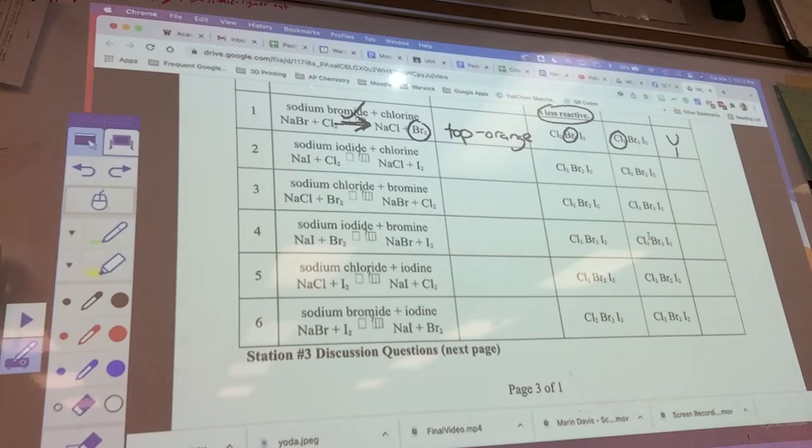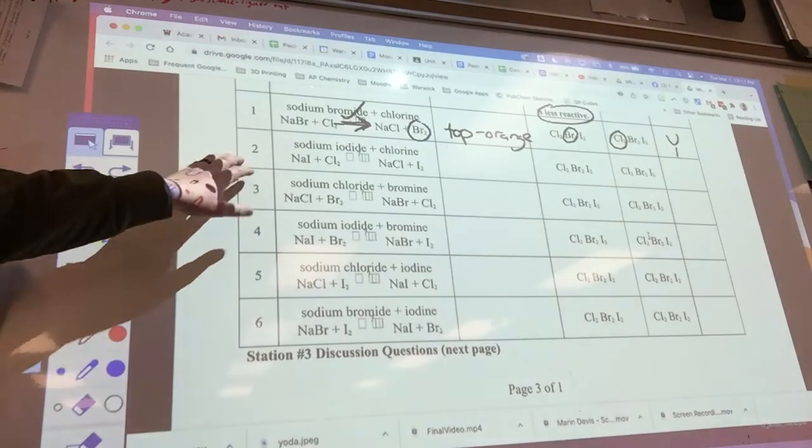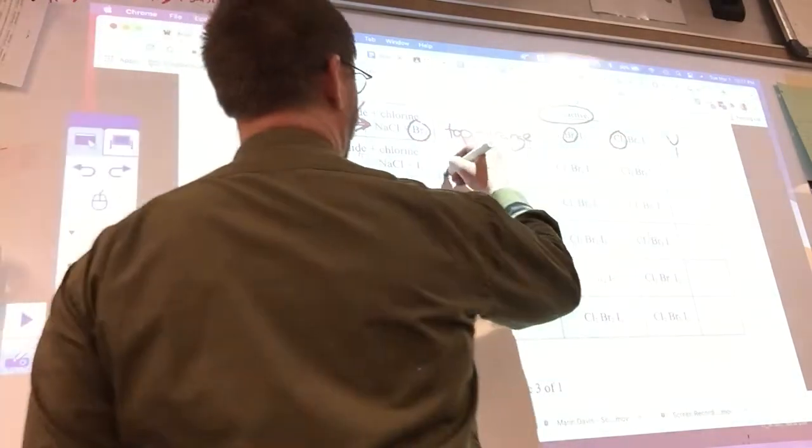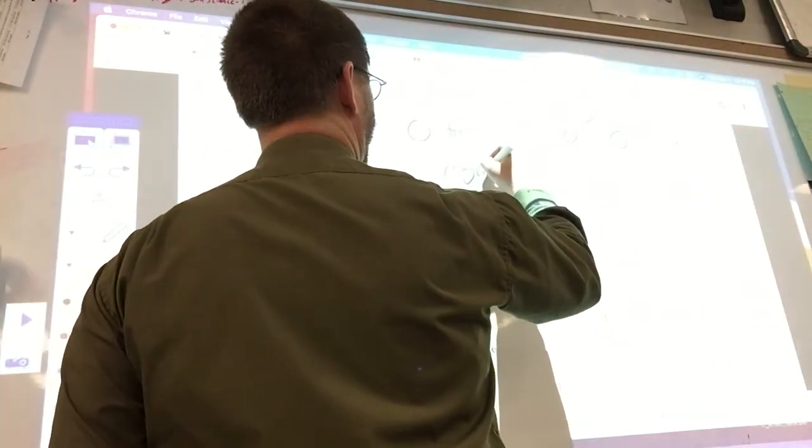All right, let's go back to group 1. So reaction number 2 here. What color was the top layer? Magenta, okay, yep. And that tells you which element is by itself.